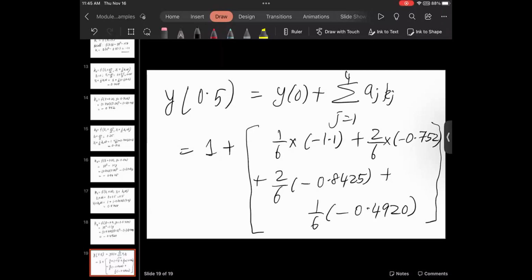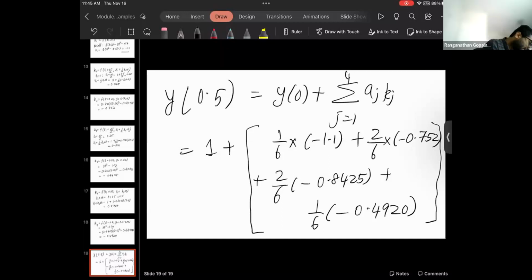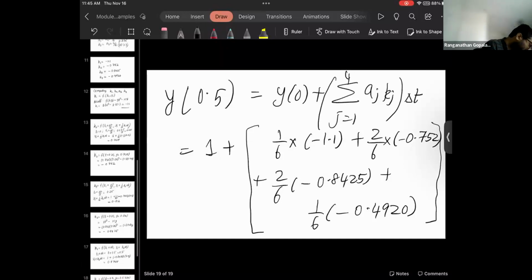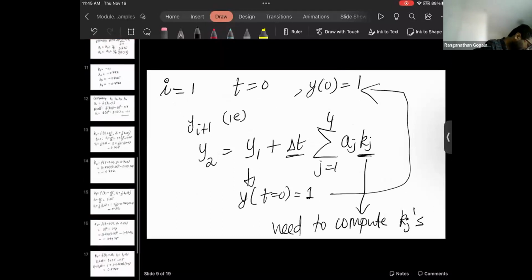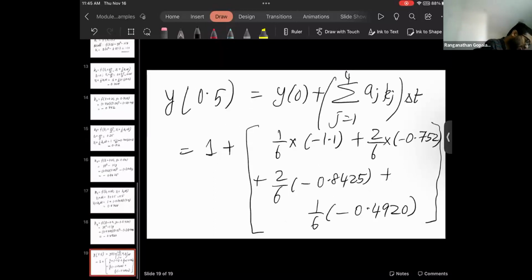Professor, do you not have to multiply the summation by your step length? Yeah, I keep missing that. Thank God I'm not taking the exam. Yeah, I had it here, but when I got down to do the calculation, I missed that. Thank you. So I have to multiply this entire parenthesis by 0.5, which is the time step.